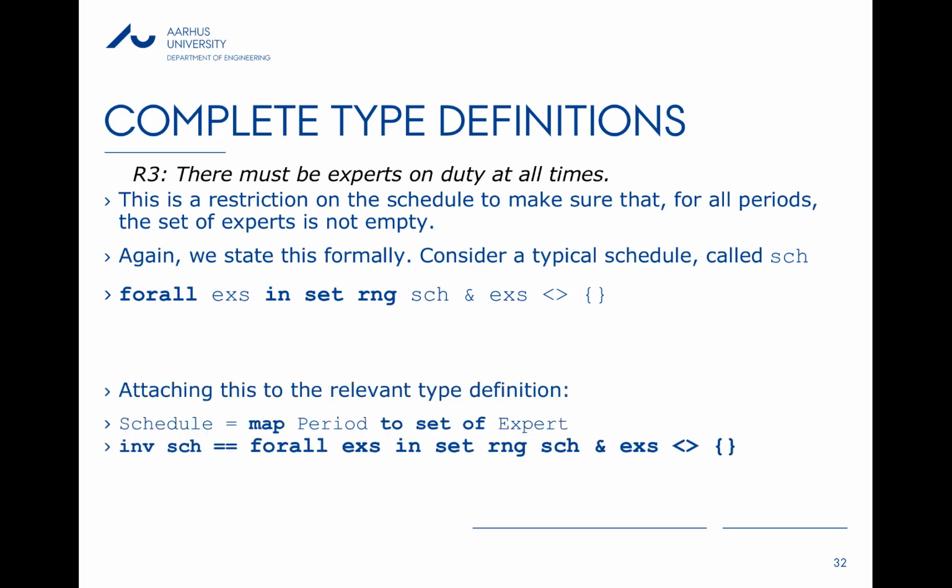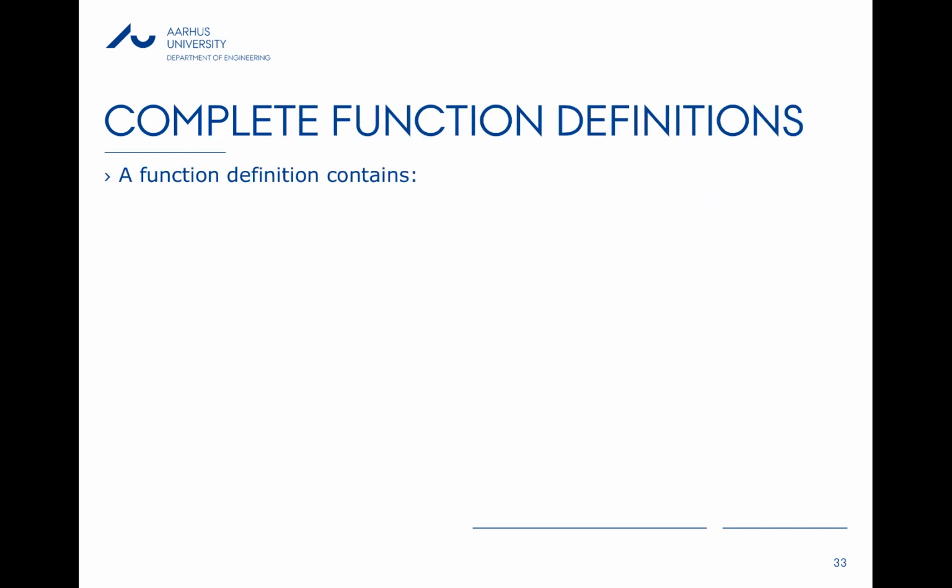So if we want to attach this to the relevant type definition, we get this. After schedule, we write this inv SCH and then say for all EXS in set range of SCH, it should hold that EXS is different from the empty set. Actually, we can do that more smartly, but we'll see that later.